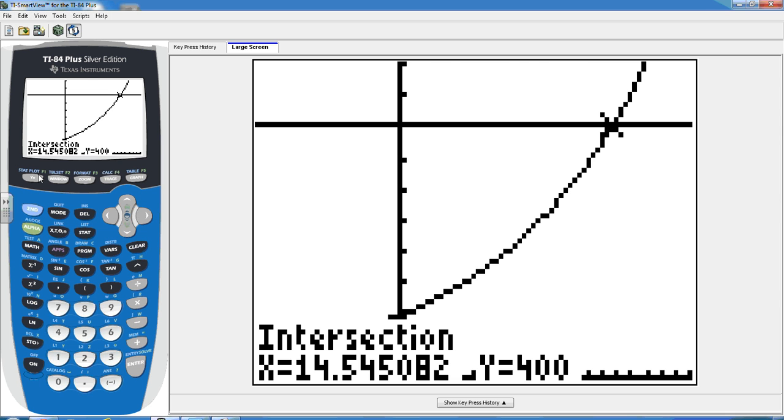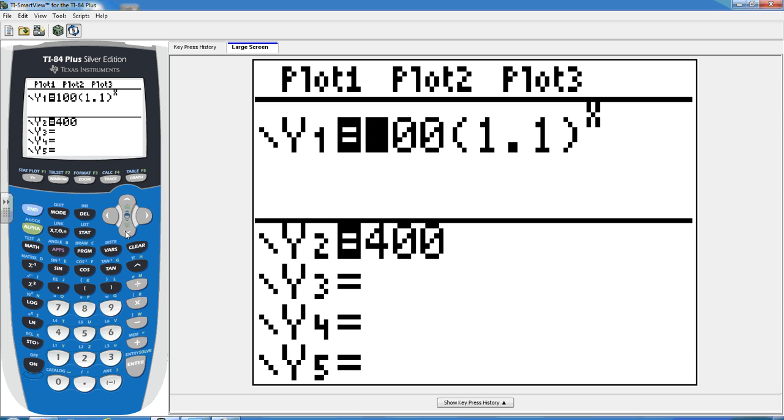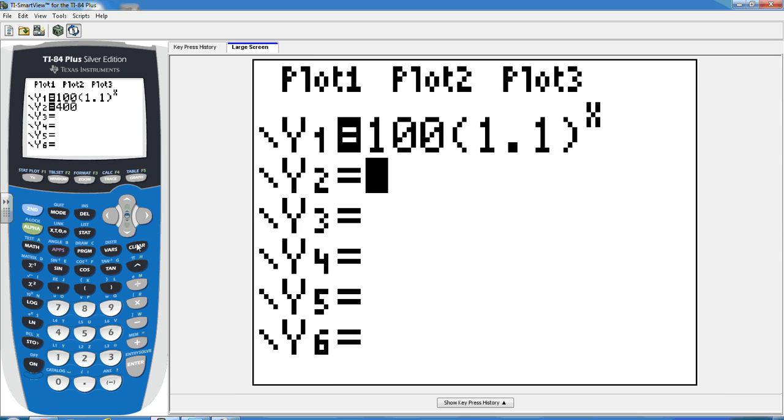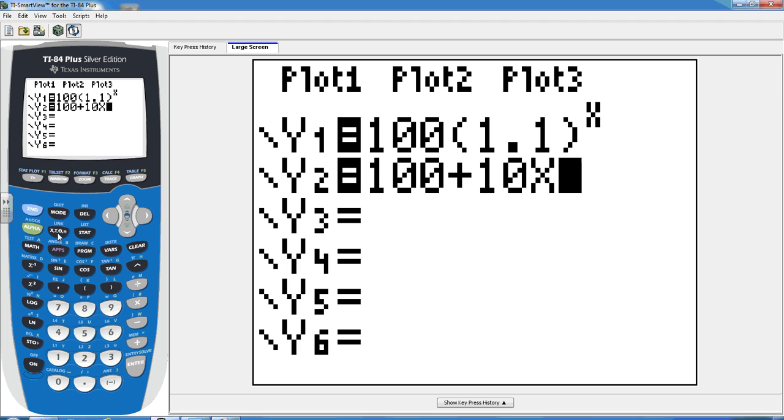So that's useful, but this process is even more useful when we have an exponential function set equal to a linear function or another exponential function or whatever. So let's say we had two populations that were growing differently, 100 times 1.1 to the x and 100 plus 10x. So notice the first one is exponential, growing at 10% per year. The second one is linear, growing at 10 people per year.